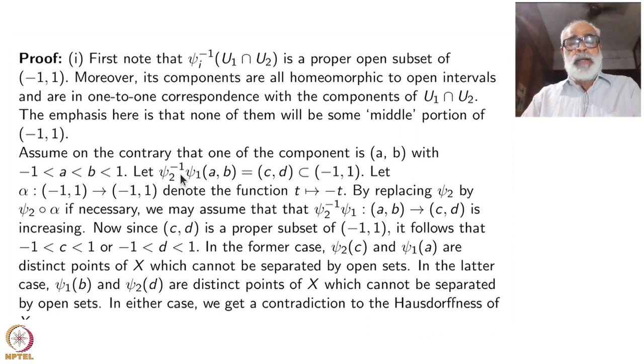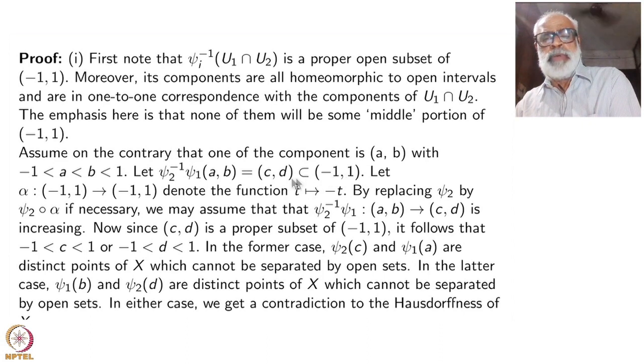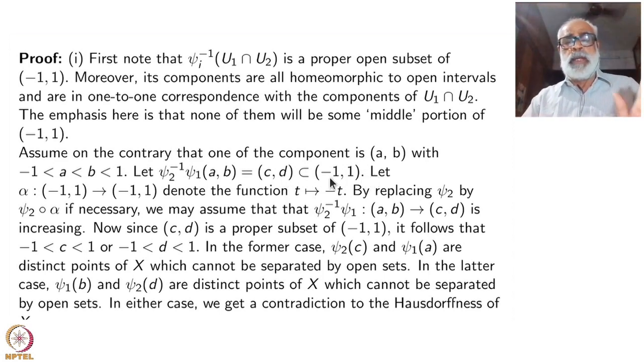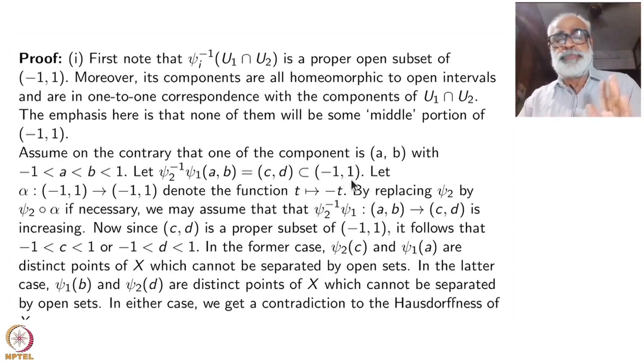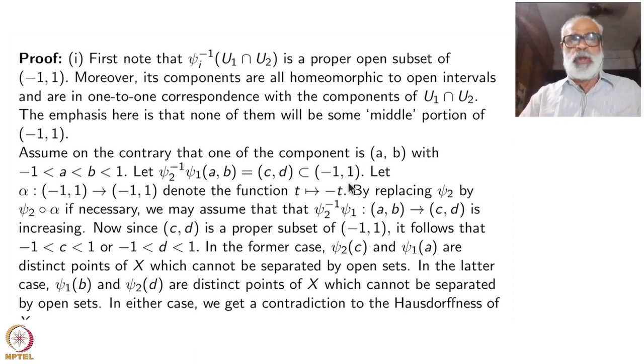Then look at psi 2 inverse of psi 1 of (a, b). That is some other interval (c, d), contained again inside (-1, 1). Here I don't know what has happened, and I don't care. Whether c equals d, c equals -1, d equals 1, all cases are allowed. The only thing you know is that (c, d) is not the whole of (-1, 1). Let us see, that may be useful or may not be useful.